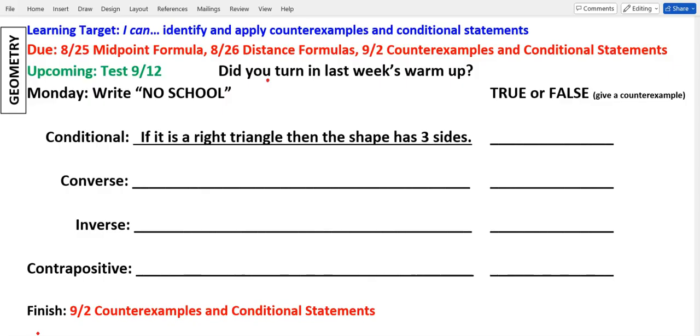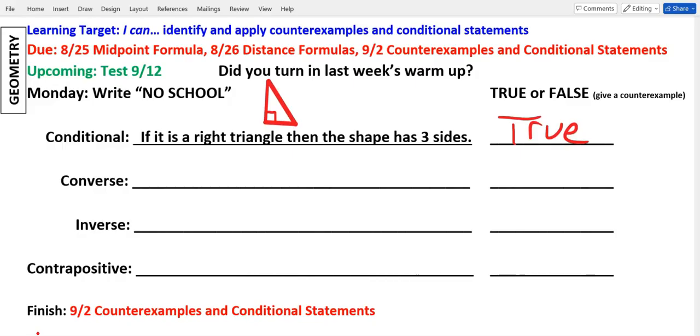Okay, so look. Here we go, ready? I can actually make this look perfect, potentially. So I think that's an obtuse. I haven't taught you what obtuse means yet, but you're right. All right, there's a right triangle. Now, if it's a right triangle, then the shape has 3 sides. Is that true or false? All right triangles have 3 sides because they're triangles, right?